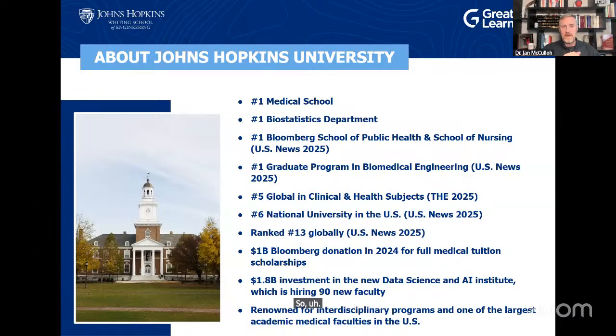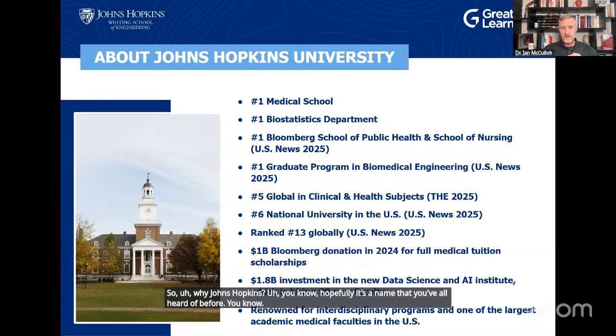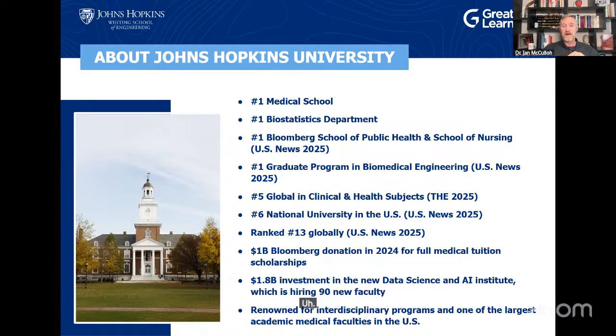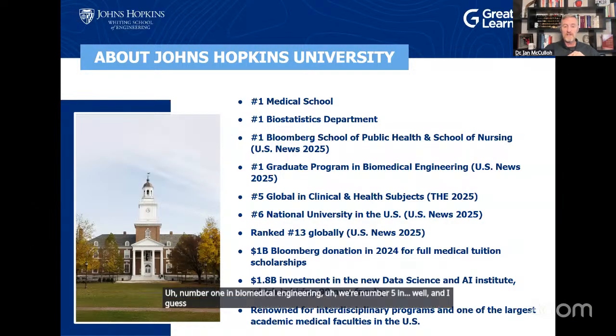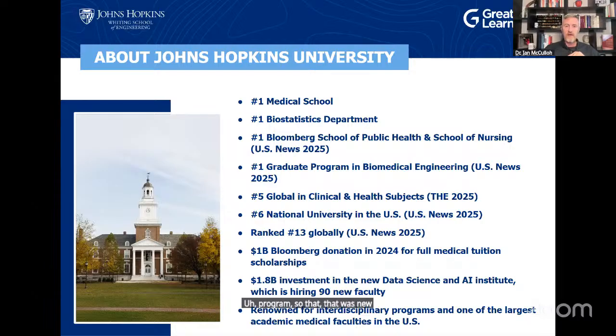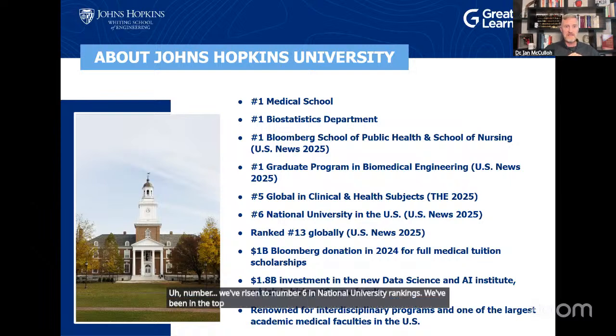So why Johns Hopkins? Hopefully it's a name that you've all heard of before. We are the #1 medical school. We are the #1 biostatistics department, the #1 school of nursing, #1 in biomedical engineering. And I guess another #1 that I should point out there too is we are #1 in our online education for AI program. So that was new about a year ago. And #5 in global and clinical health subjects. We've risen to #6 in national university rankings. We've been in the top 10 as long as I've been in academia. Ranked globally #13.